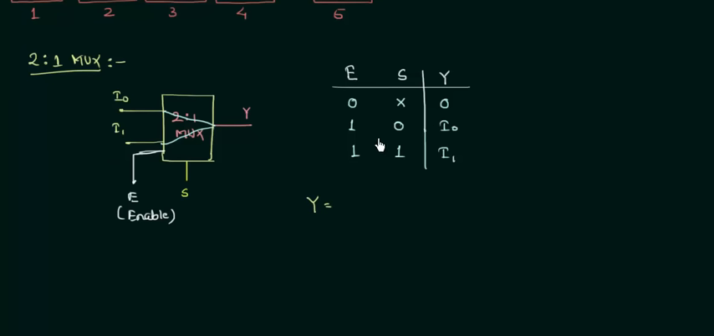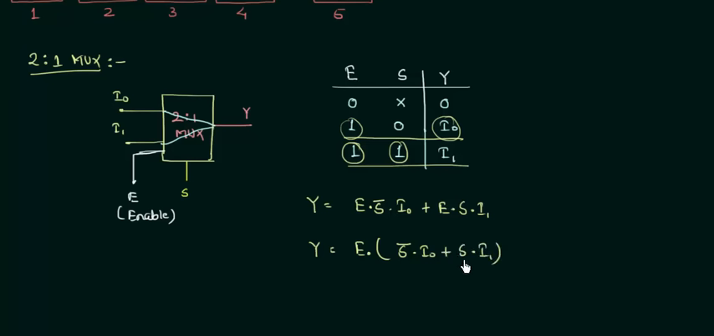Now let's try to find out the logical expression for this. Y is equal to what? We will see for these two cases. In this, we are having E and E is 1. So E, S is 0, so S complement and then I0. Or E is 1, so E, S is also 1, so S and then I1. You can see that E can be taken as common, so let's take E as common and we are left with S bar I0 plus S I1. Okay, and it is very clear that when the value of E is 0 and it is the AND operation, Y is always going to be 0, that I already explained to you. And the remaining thing is very easy to understand. We just write it down from the truth table that we obtained.